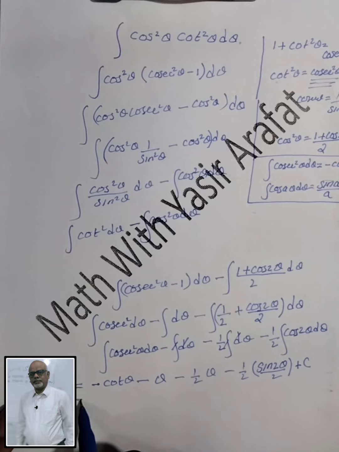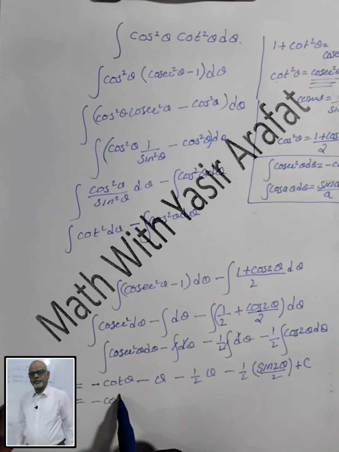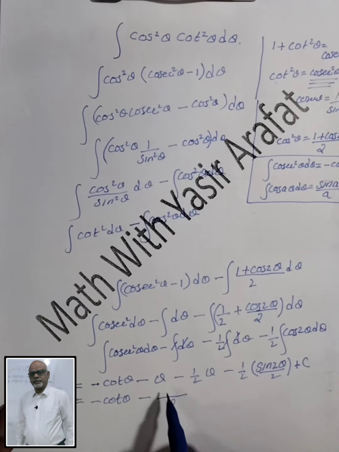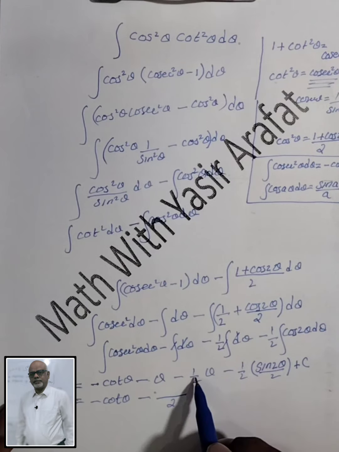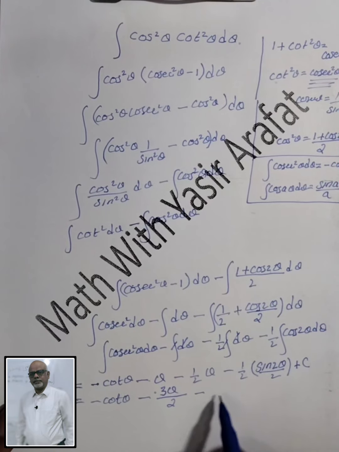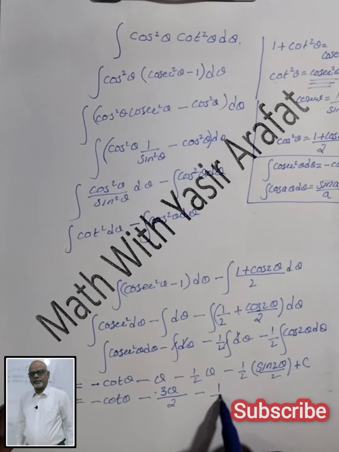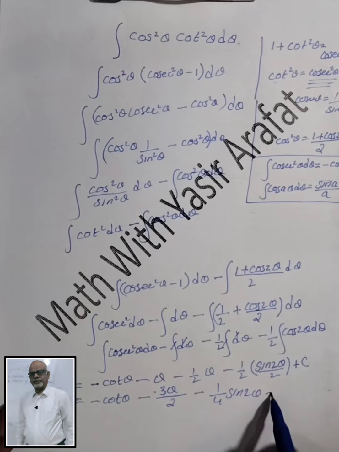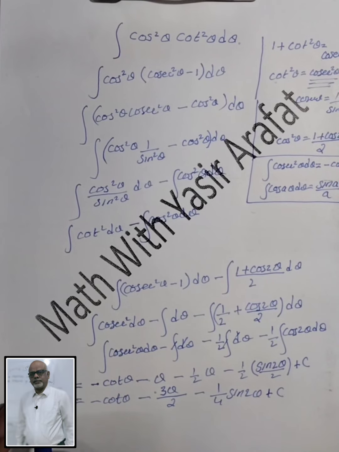So this is minus cot theta minus theta, and minus 1 upon 2 times 2 is 4, so minus sin 2 theta over 4 plus c. This is the answer of this question.